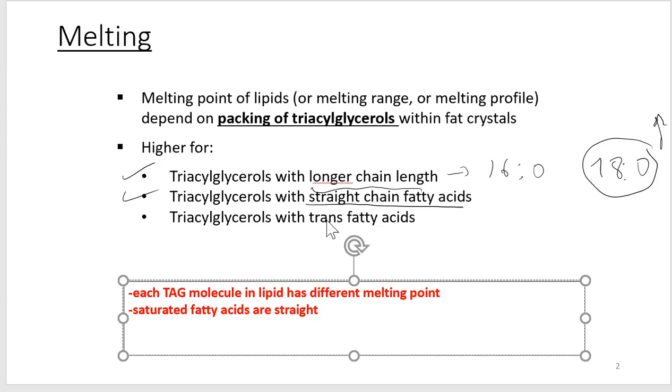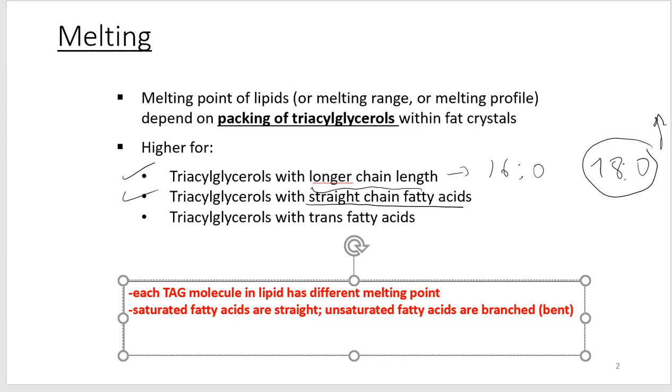On the other hand, unsaturated fatty acids are branched. They are bent. So whenever we have unsaturated fatty acids, that means we have a double bond, right? And when we have this double bond, it will cause the structure to bend. Because of this bending, we also call them branched fatty acids.